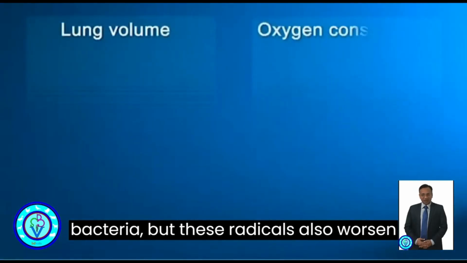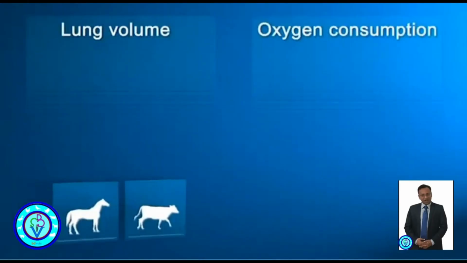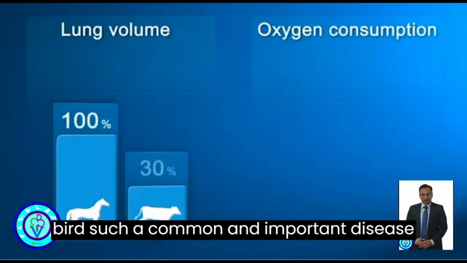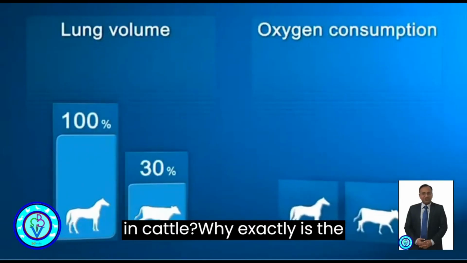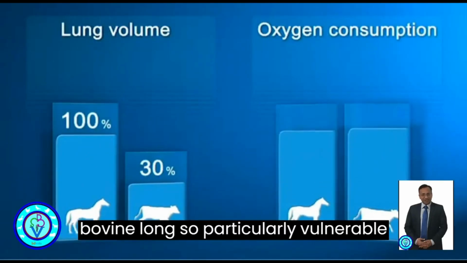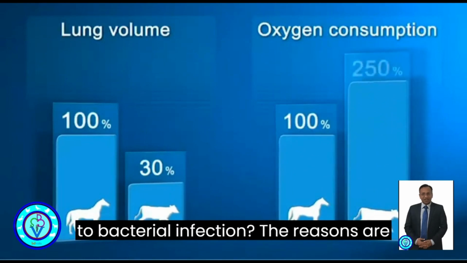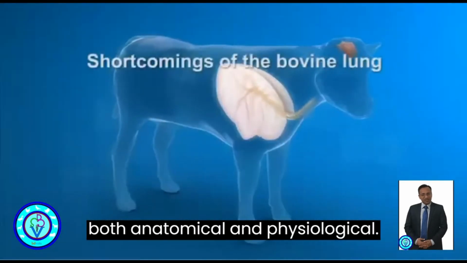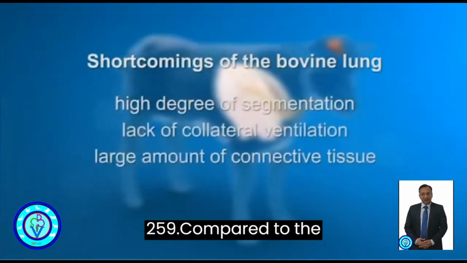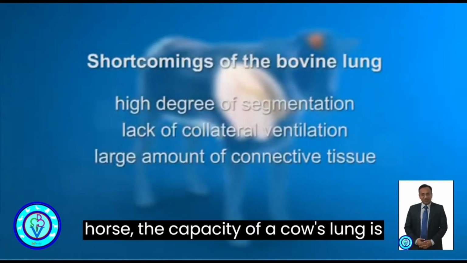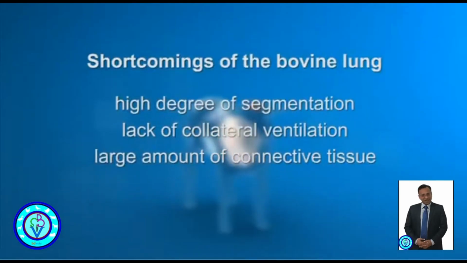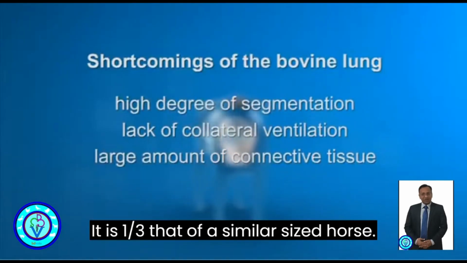But why is BRD such a common and important disease in cattle? Why exactly is the bovine lung so particularly vulnerable to bacterial infection? The reasons are both anatomical and physiological. Compared to the horse, the capacity of a cow's lung is much smaller. It is 1/3 that of a similar-size horse. Its oxygen needs at rest are 2.5 times higher. To satisfy basal oxygen demand, the bovine lung is used much more intensively.